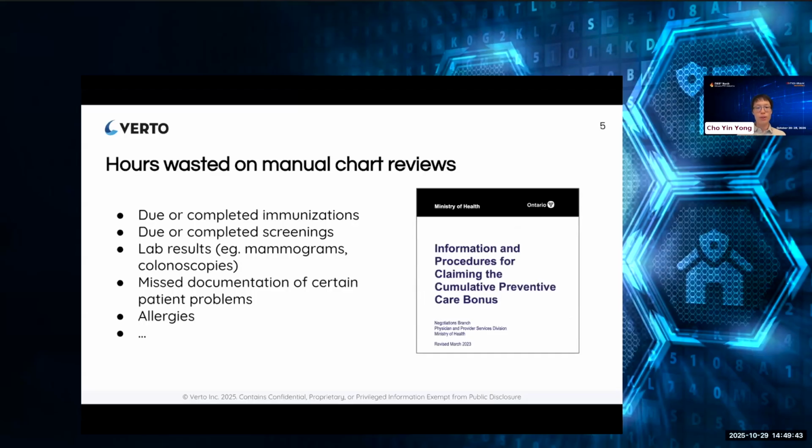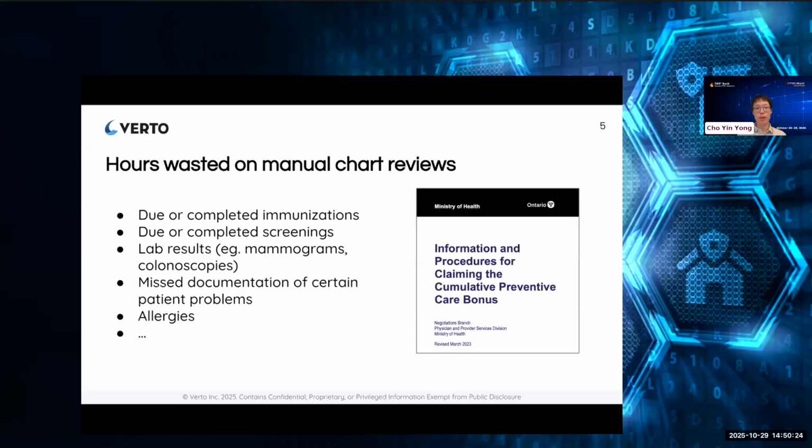And so hours are wasted on manual chart reviews, right? Manual chart reviewers are hired just to complete the documentation in structured formats. These are the five most common things that we see chart reviewers doing: due or completed immunizations, screenings, the relevant lab results. Again, most of these lab results do exist in the clinical notes. When a clinician needs to make a judgment call based on a lab report, they are required to put the results in the clinical note for documentation purposes and for audit purposes.